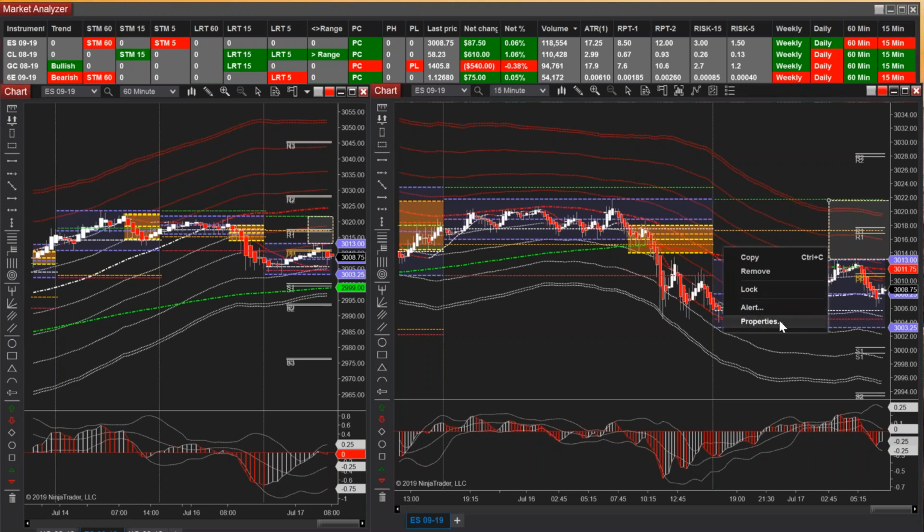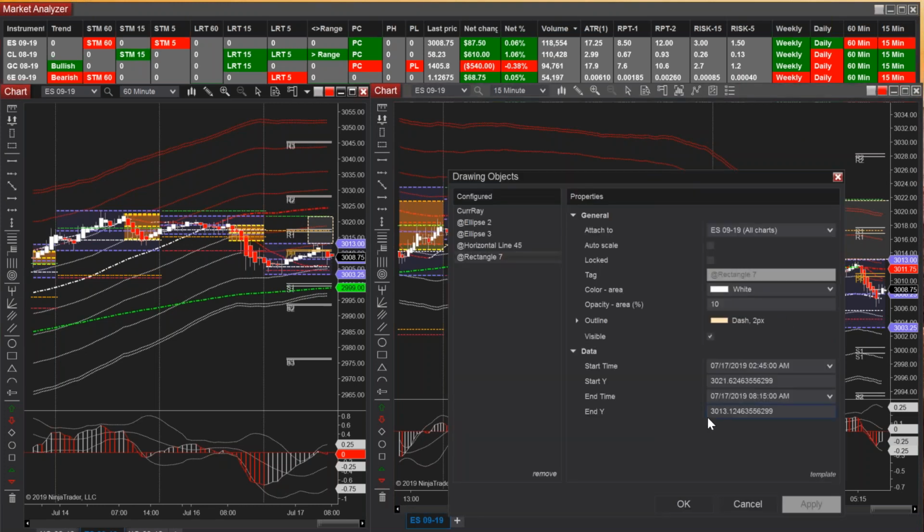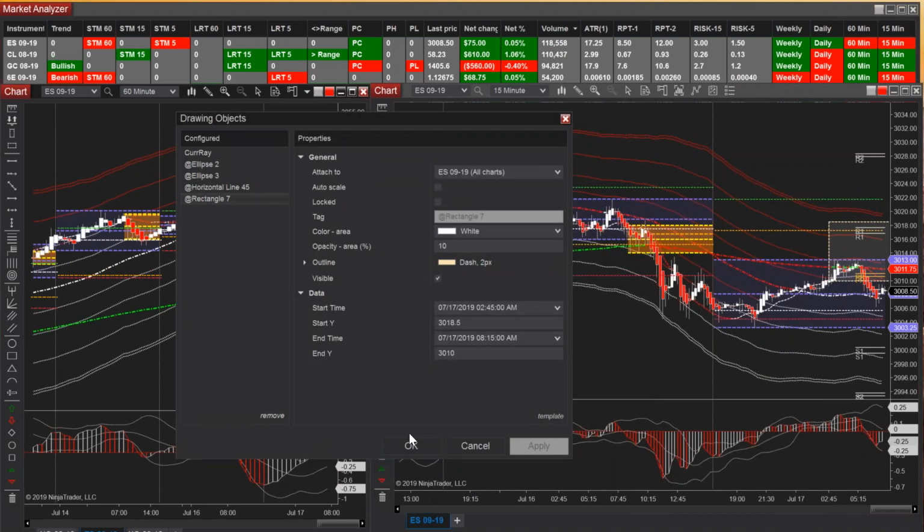And how you do that, it's real easy. You just put in like a level, 30-10, and then you can put 8.5 points on top of that. And then you get your range box.